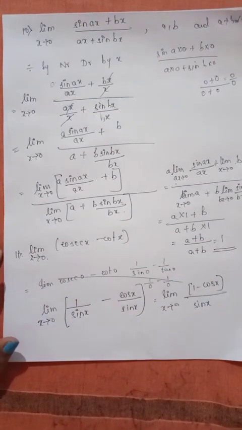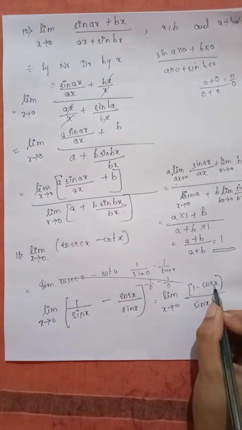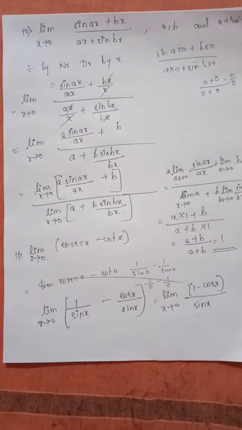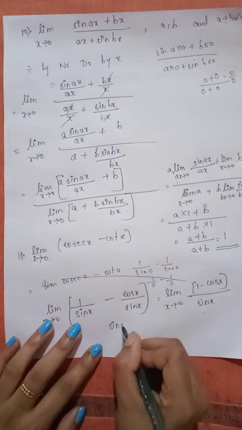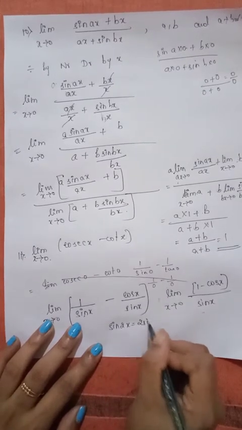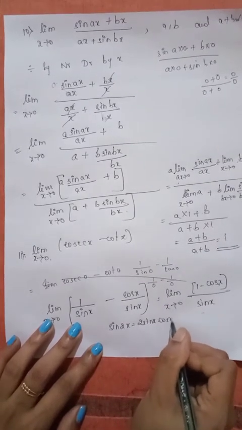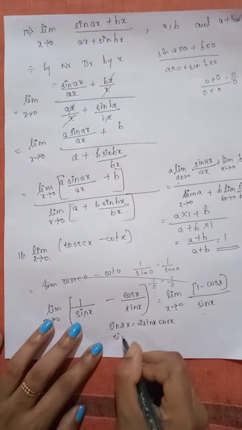Okay. So I'll just give you a hint. What you have to do here basically is apply cos 2x formula here and apply sin 2x formula here. But instead of 2x, here you have to apply for x. So sin 2x is 2 sin x cos x. Correct? Sin 2x is 2 sin x cos x. But here we have sin x.